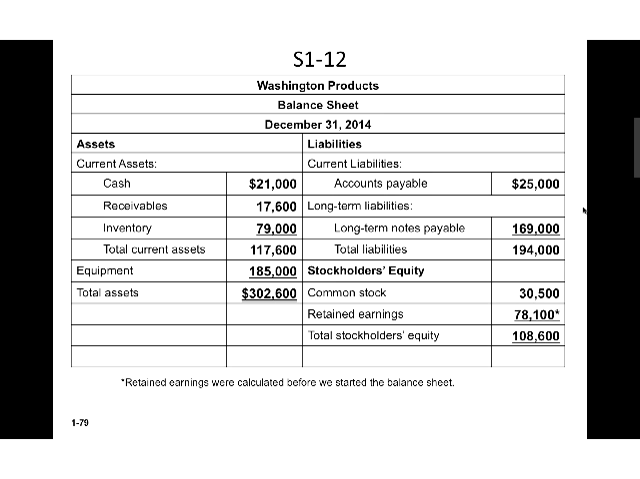Next up, retained earnings. That $78,100, that number that we calculated, that's where it goes. So then we do our total, we do a single underline, and we add common stock and retained earnings together, and we get $108,600.